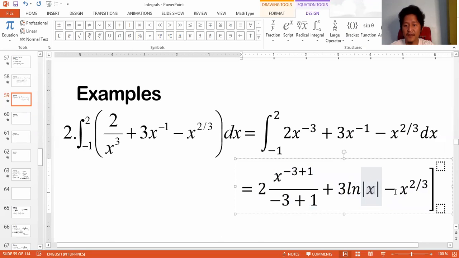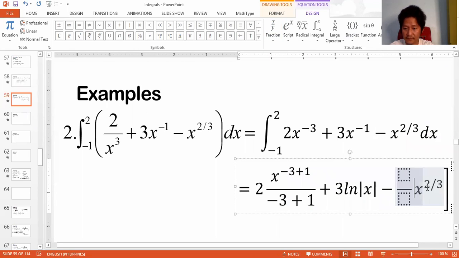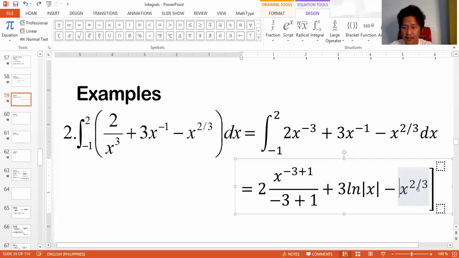Okay? And then finally, ito naman, so dahil itong exponent natin ay 2/3, hindi na siya -1, so balik tayo dun sa unang method natin. So mangyayari, sorry. Let me just copy this again.